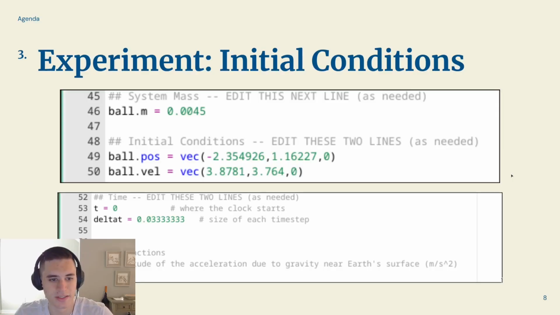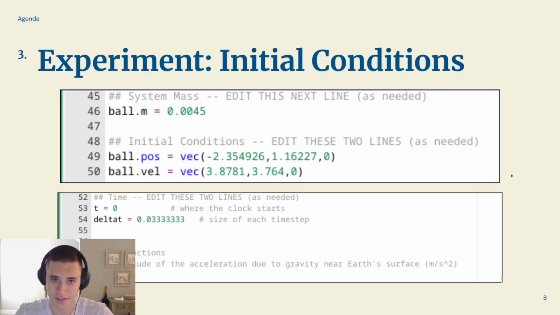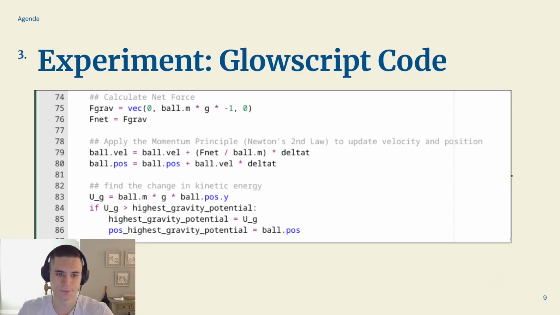So here are the initial conditions of the experiment. We have the mass of the rubber band ball as well as the initial position and the initial velocity. The initial velocity was found by doing the second position minus the first position over delta t, and the position was just found by observing where the ball was at the start of its trajectory. Our change in time was 0.0333. That's the frame rate of the video. We start at t equals 0, and of course you know what g is.